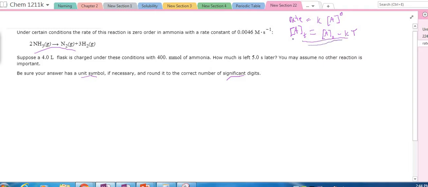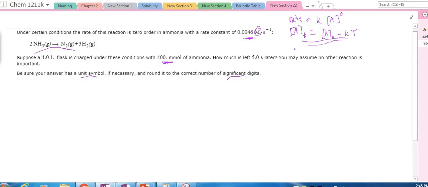As I look at my problem here, I have a rate constant, K. I've got an initial amount of ammonia, but I don't have that in concentration. I look at the units of the rate constant, and they are units of molarity per second. So I'm going to have to make sure when I start multiplying that I get this in units of molarity.